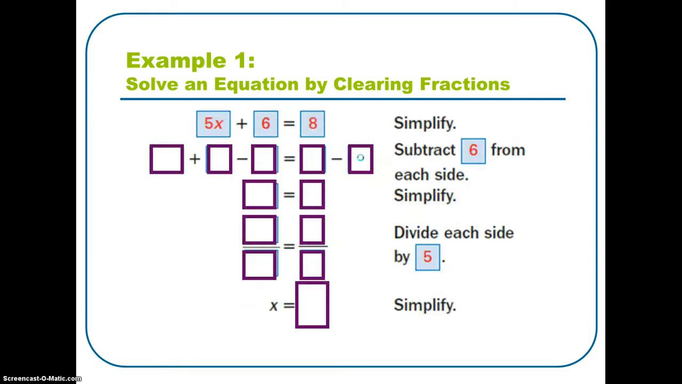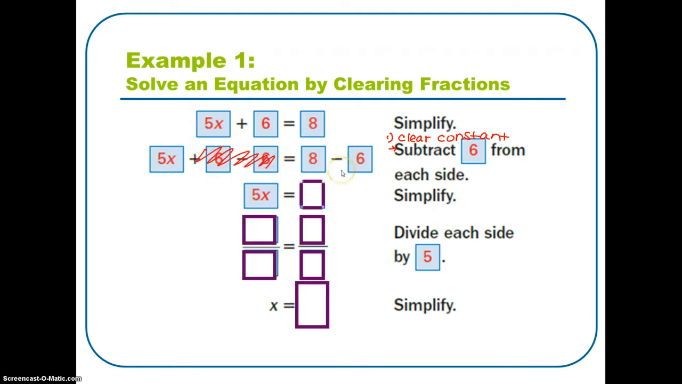This is a two-step problem. So first thing we have to do is clear the constant. To clear the constant, add the opposite or subtract. The 6 is the constant, so subtract 6 or add a -6 to both sides. 6's go away on the left. 8 minus 6 is 2.